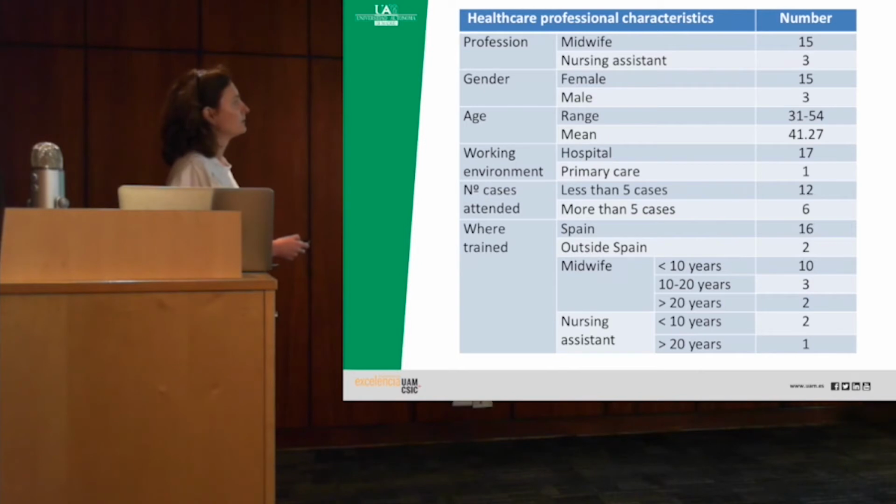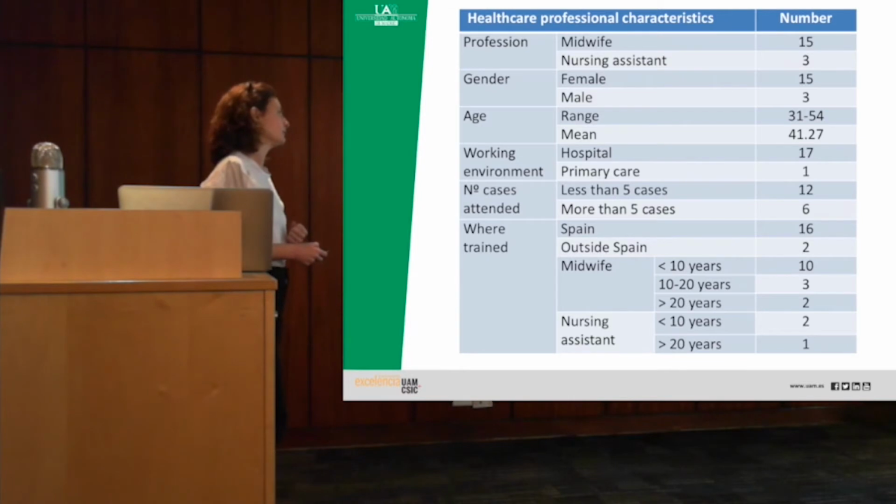So we have 15 midwives, three nursing assistants. 15 of them were female and 3 male. The range of age was 31 to 54. They were working in the hospital mainly, 17 of them, and only one in primary care. They have less than 5 cases attended, 12 of them, and 6 of them have attended more than 5 cases of stillbirth.